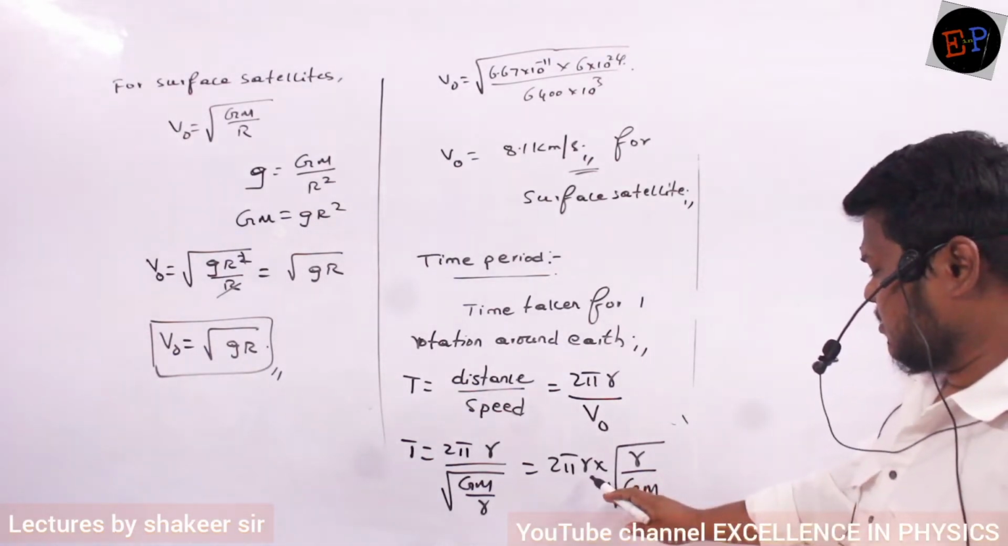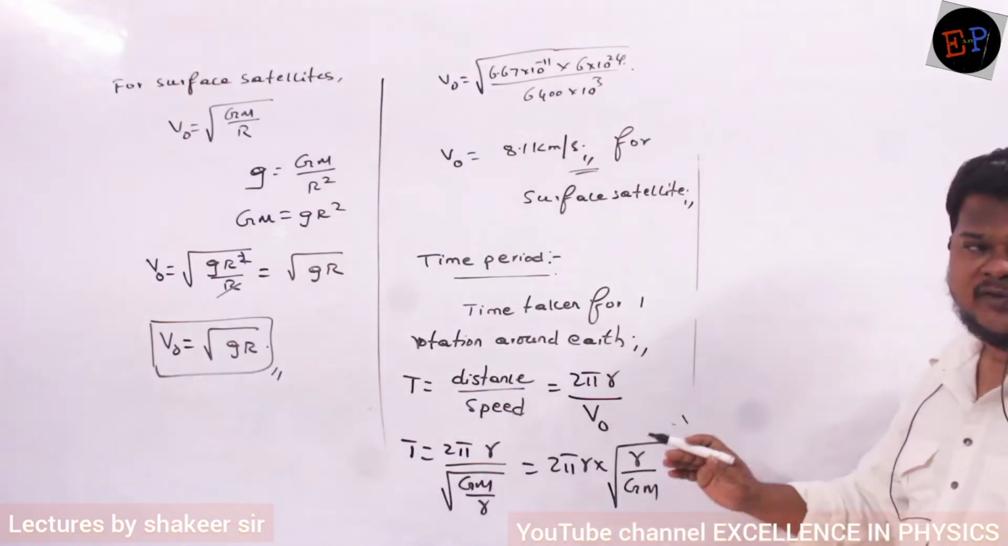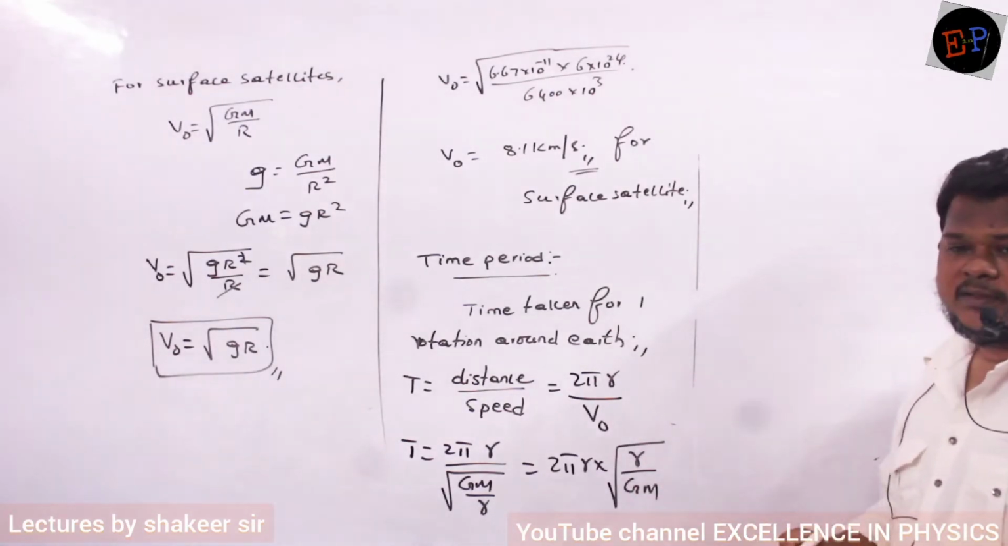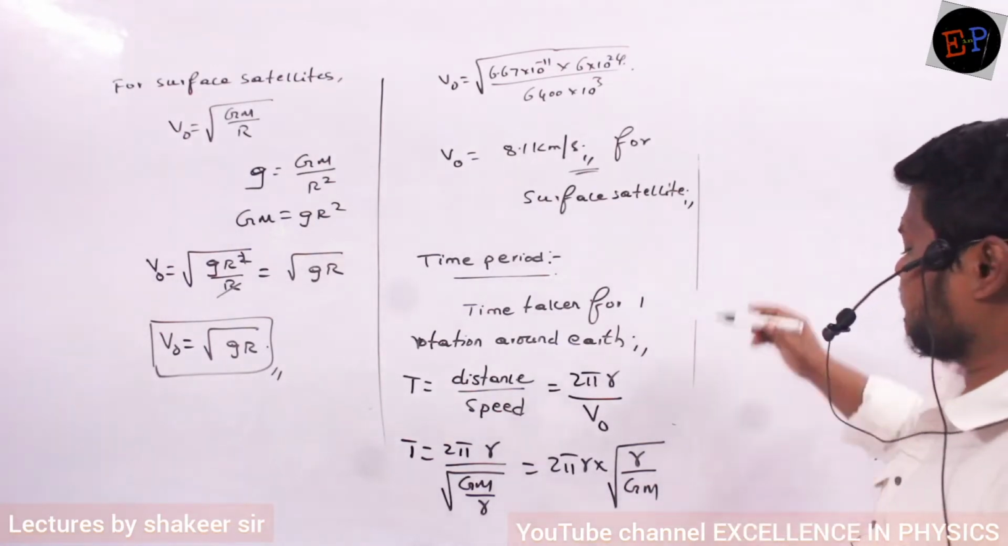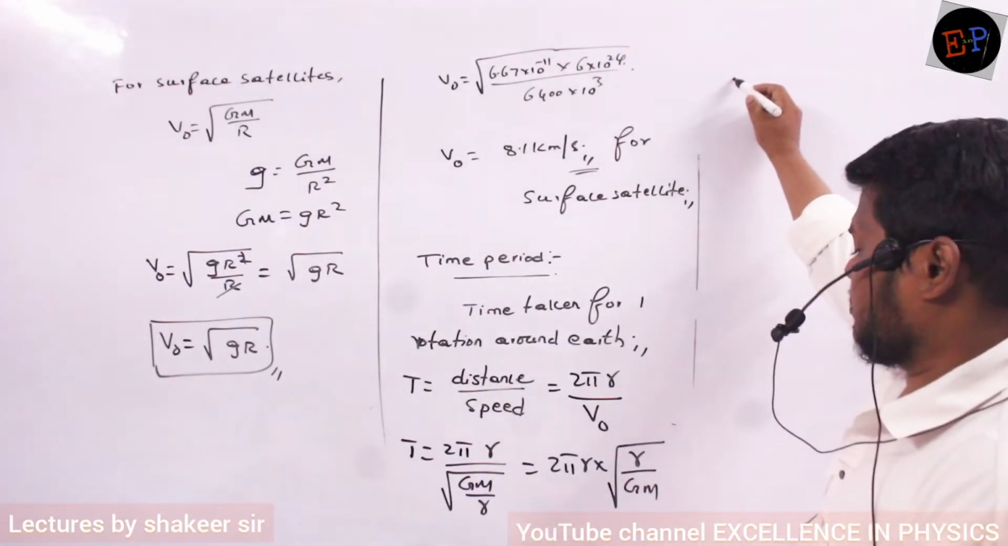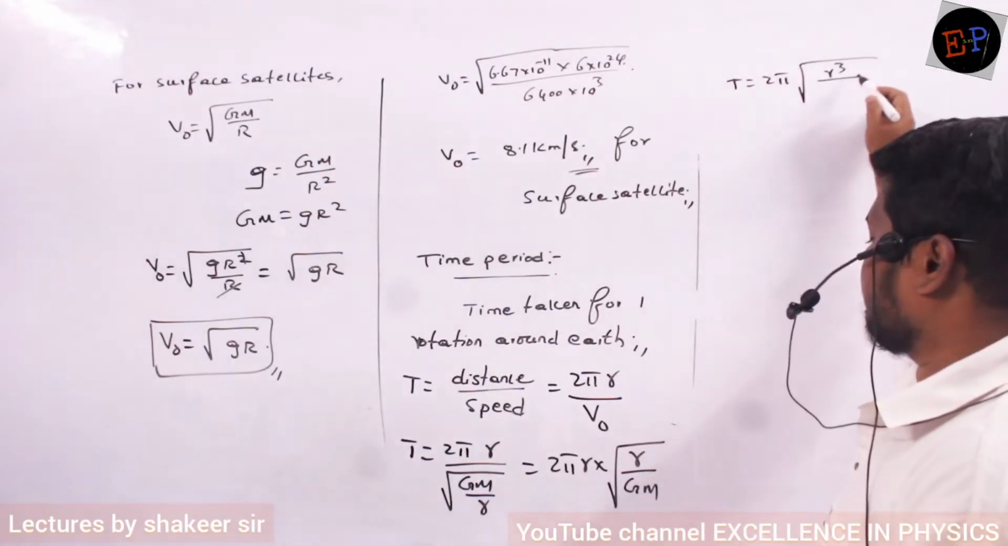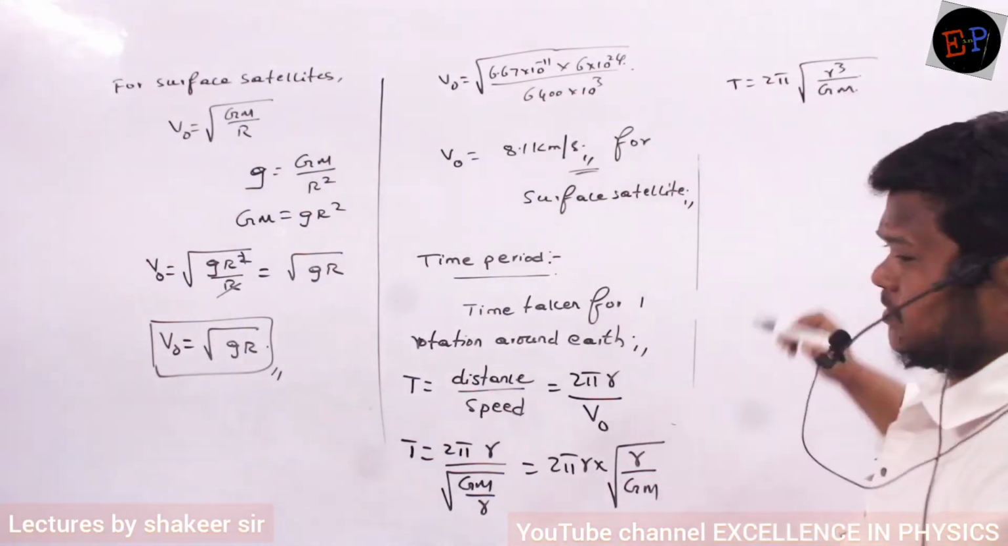Then this r I can take inside the brackets, no? Then it will become r square. So r square plus 1 r power, r cube it will become. So therefore the time period I can write as 2 pi into square root of r cube divided by g into m.